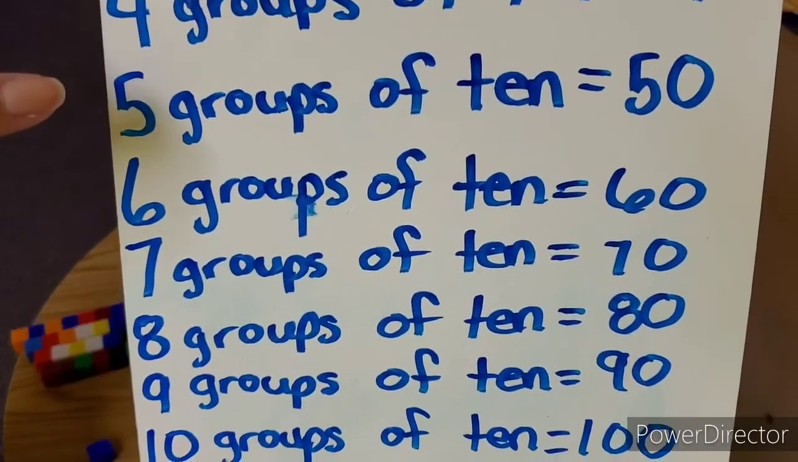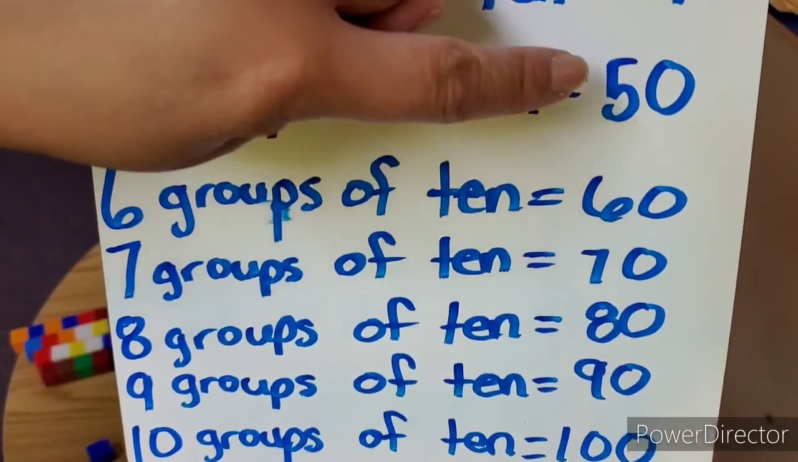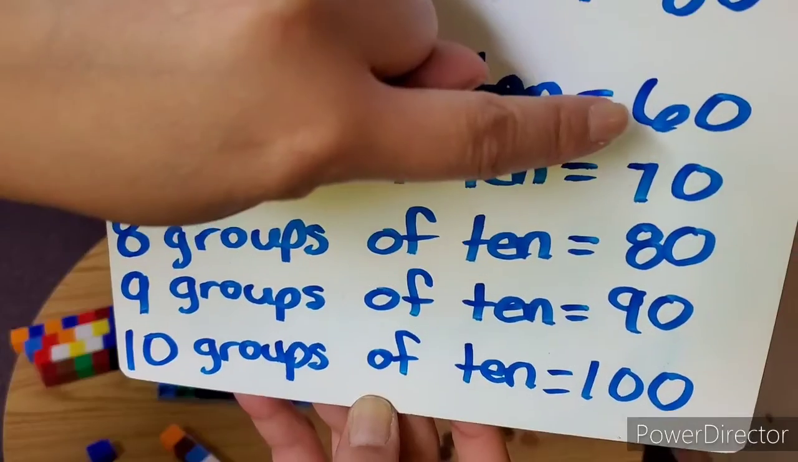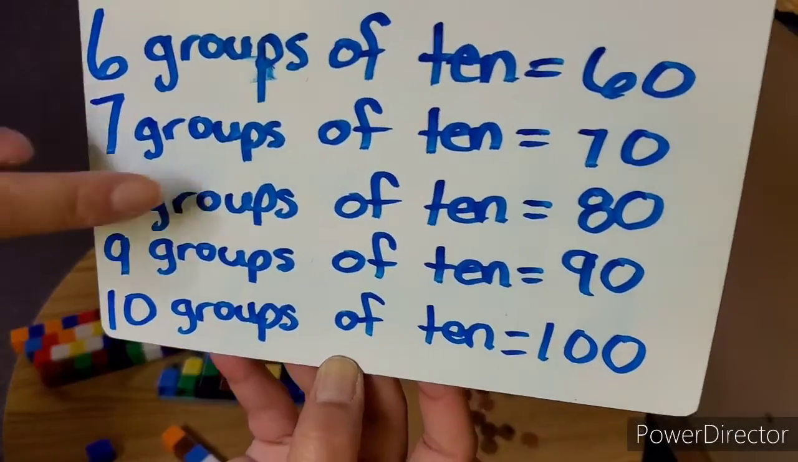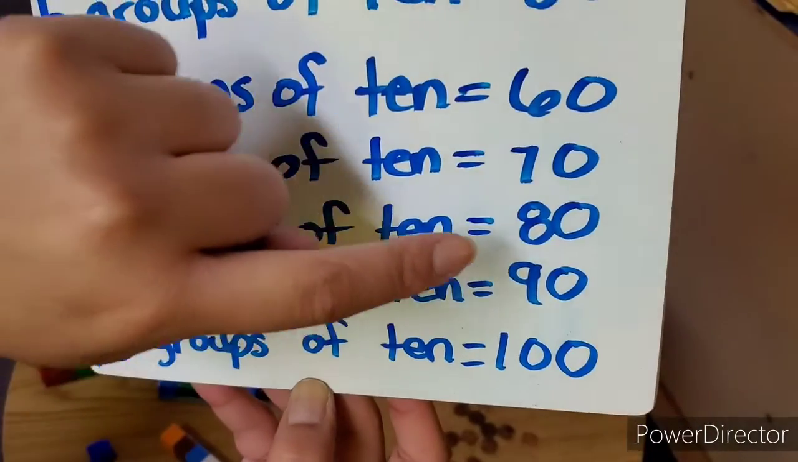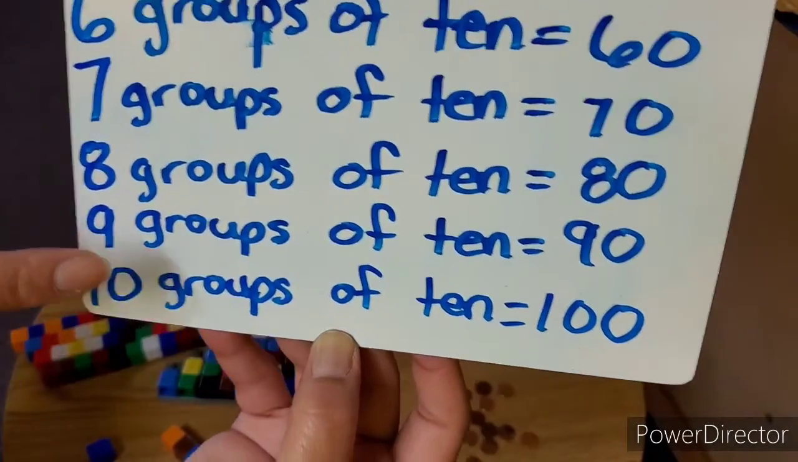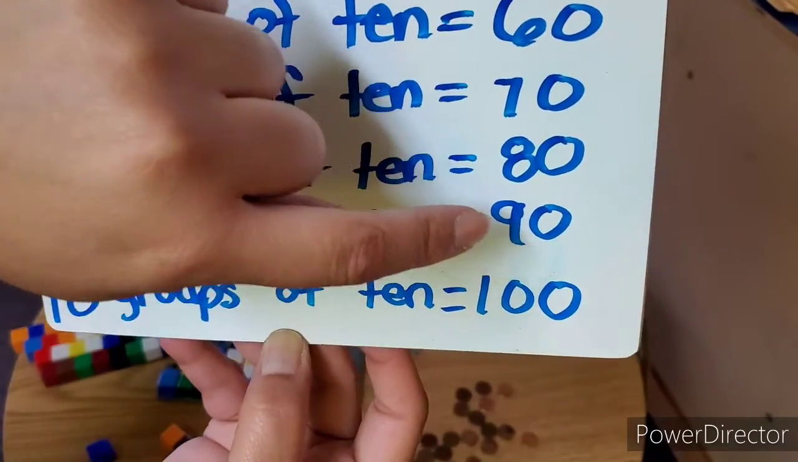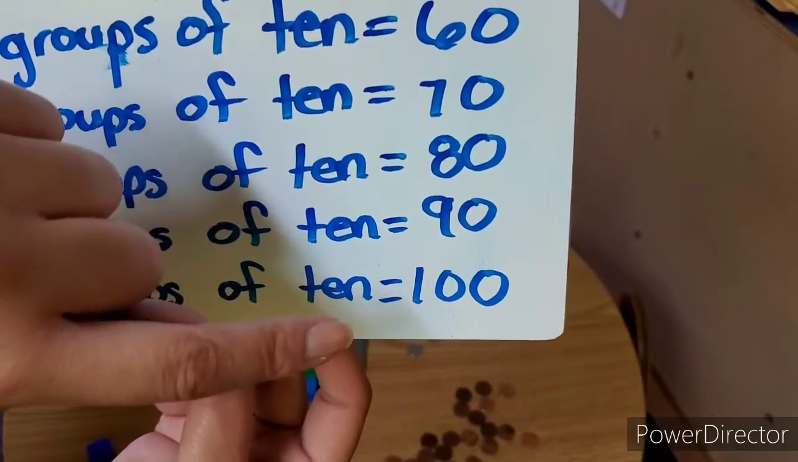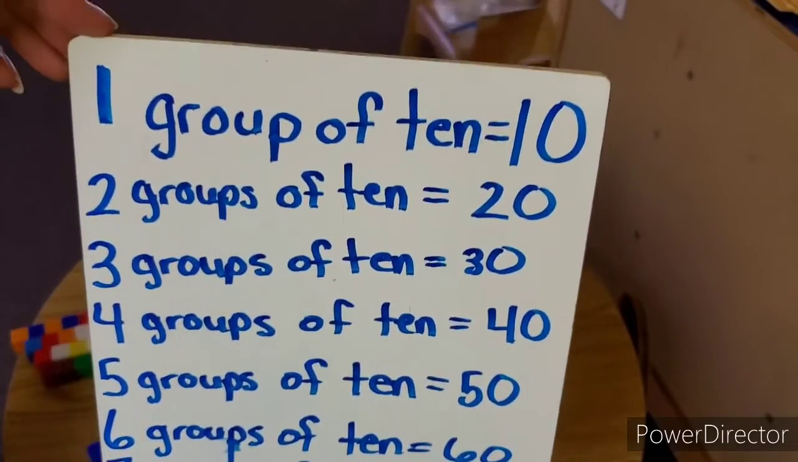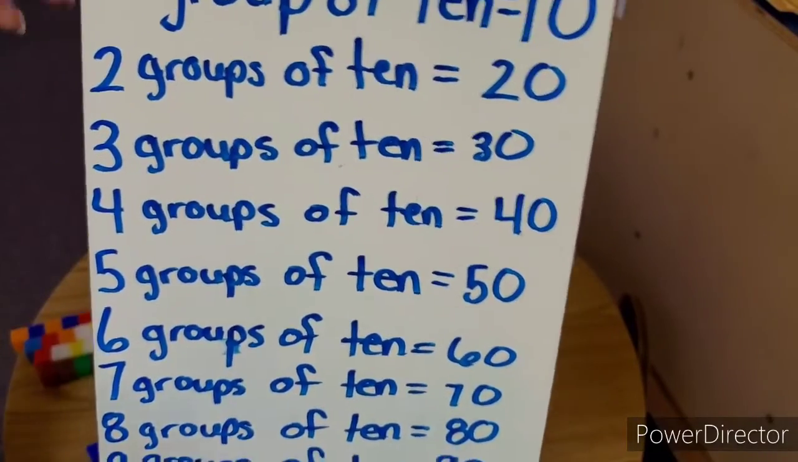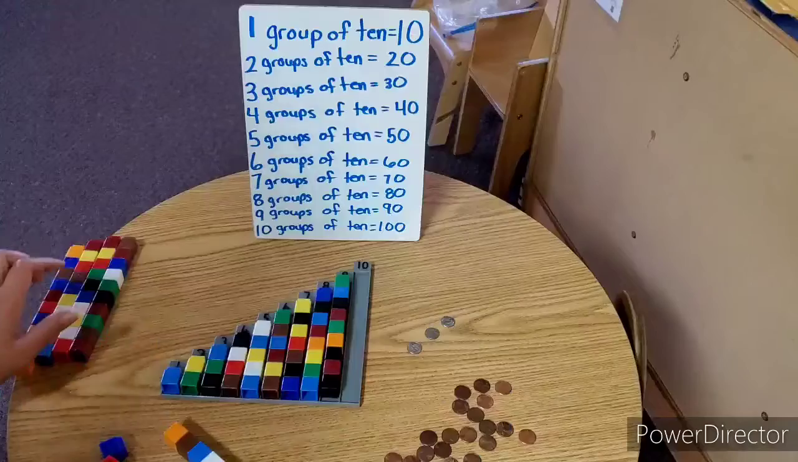5 groups of 10 give me 50. 6 groups of 10, what do you think? Give me 60. 7 groups of 10 give me 70. 8 groups of 10 give me 80. 9 groups of 10 give me 90. And 10 groups of 10 give us 100. So friends, let's see if we can count groups of 10s and 1s.